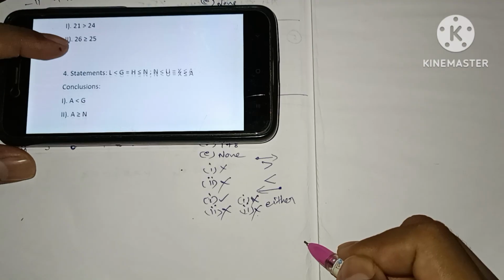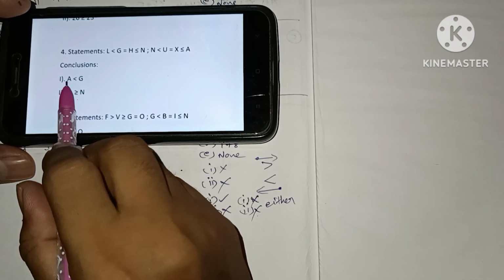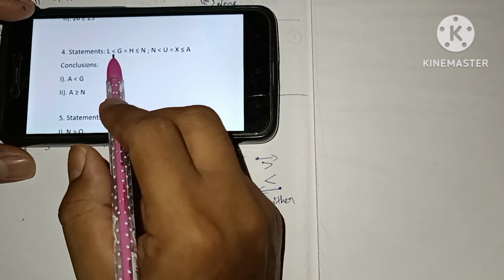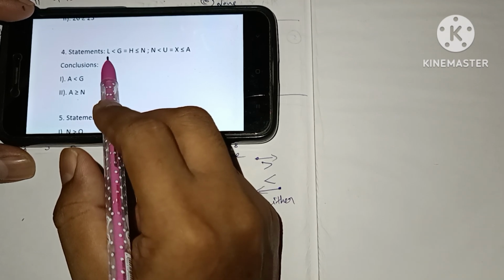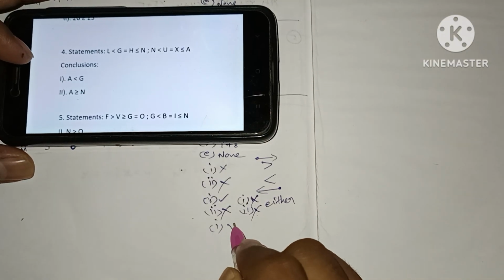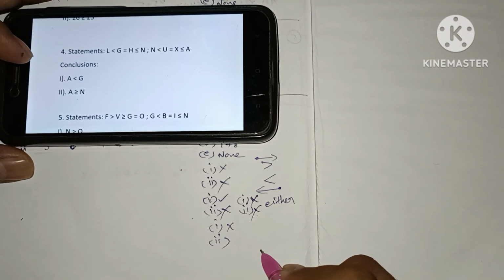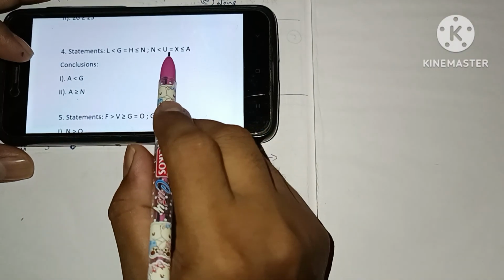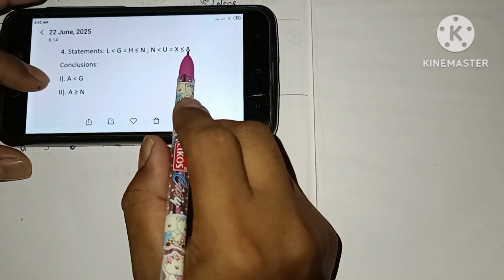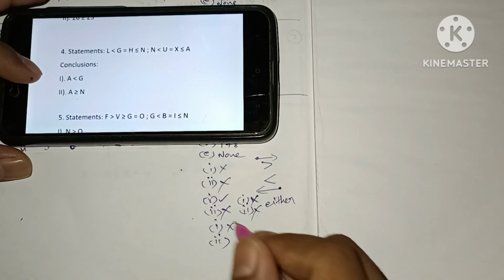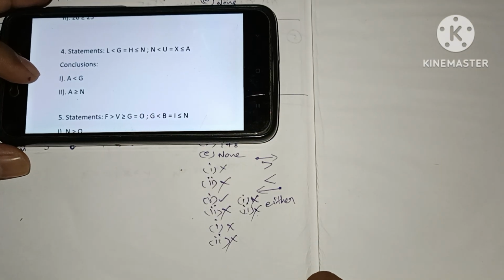Okay, next fourth question. The flow from G to A. From G we can reach H or else L but cannot reach A. So first conclusion will be false. Second conclusion, the flow from A to N with everywhere equal to. From A we can reach N but there is a missing equal to here. So second conclusion is also false.